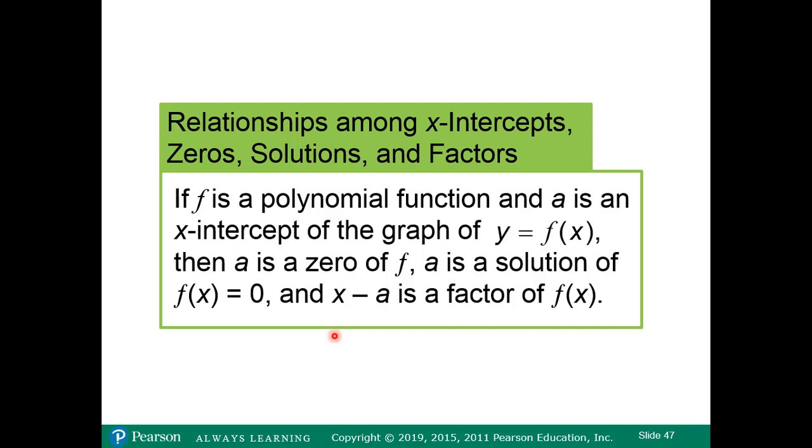So now, if f is a polynomial function and a is an x-intercept of the graph of y equals f of x, then a is a zero of f, a is a solution of the equation f of x equals 0, and x minus a is a factor. Does that make sense? So that's how they are connected.